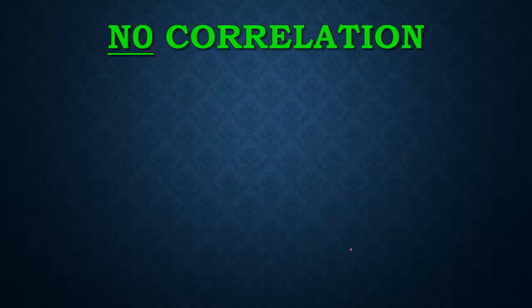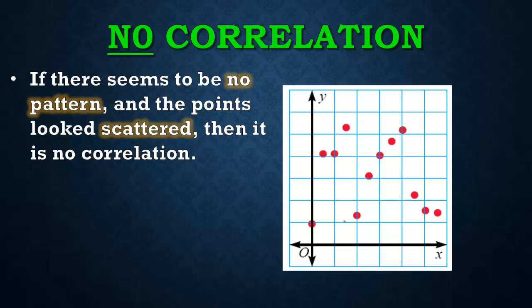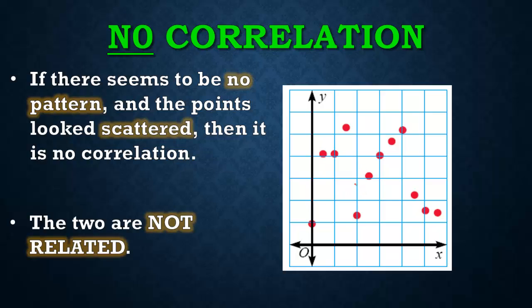Okay, no correlation. If there's no pattern, the points are all over the place, then we would say it has no correlation. This is an example of no correlation. You really can't find a line of best fit here. So the two would not be related.